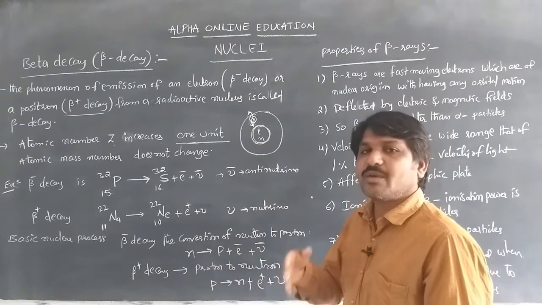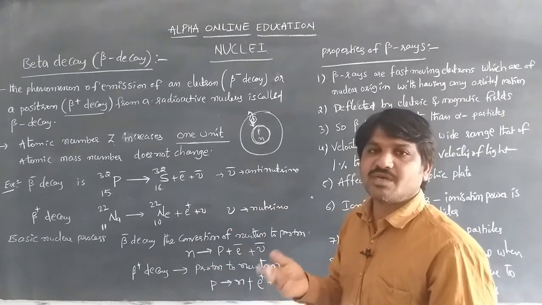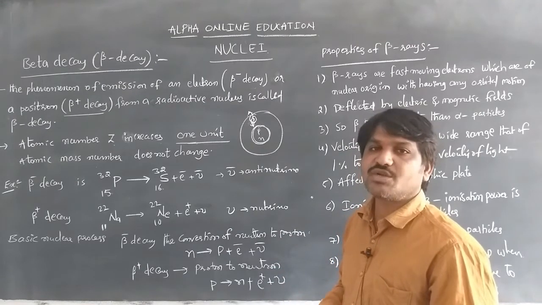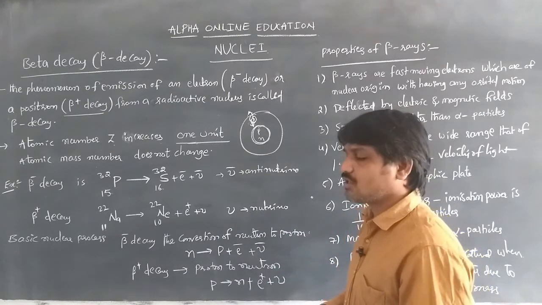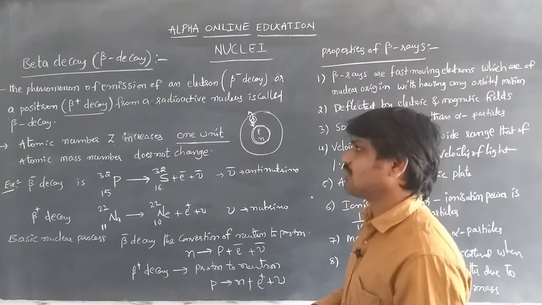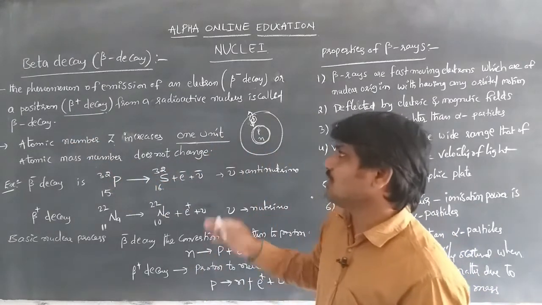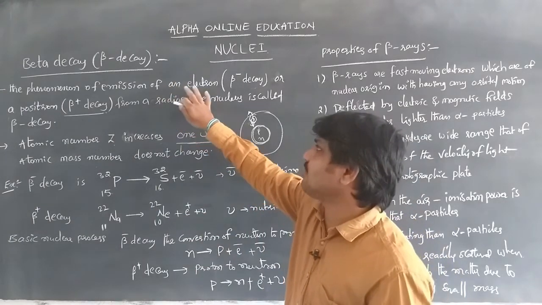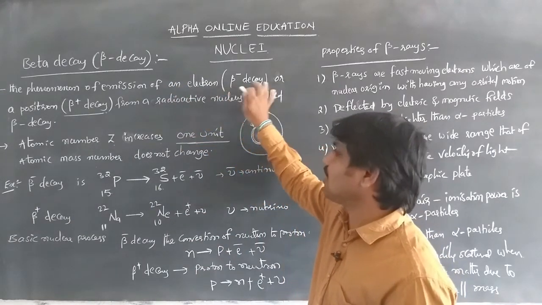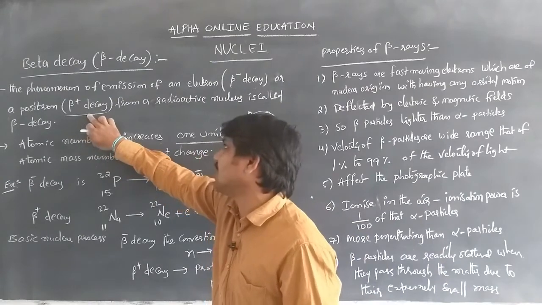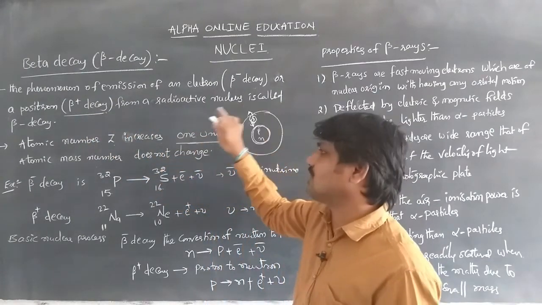If the electron is emitted from the nuclei, that is beta negative decay. The electron is the negative particle, and if the positron is emitted from the nucleus, then that is beta plus decay. So the phenomenon of emission of an electron, which is beta decay, or a positron, which is beta plus decay, from a radioactive nucleus is called beta decay.